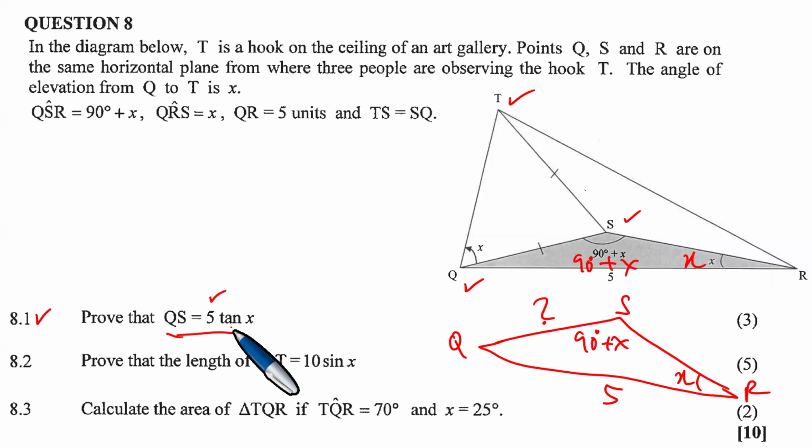This answer has no square roots. If the answer has square roots, it means we use the cosine rule. But if the answer has no square roots, it means we used the what? The sine rule. So the examiner must have used the sine rule here. We're going to work in this triangle, the shaded one, triangle QSR.